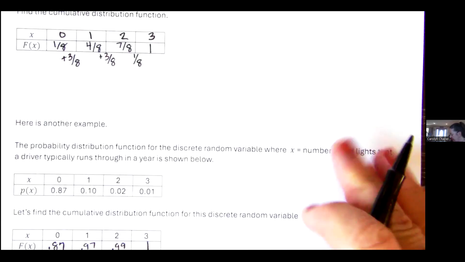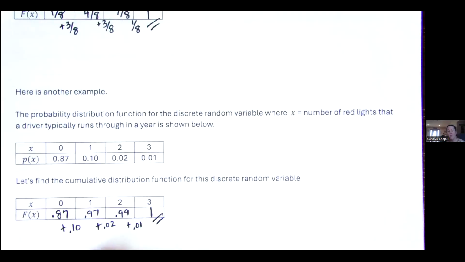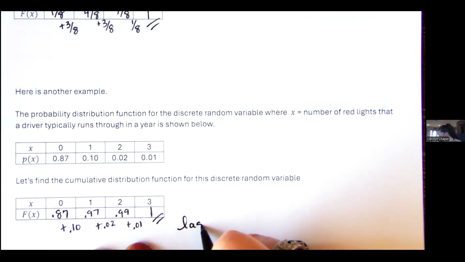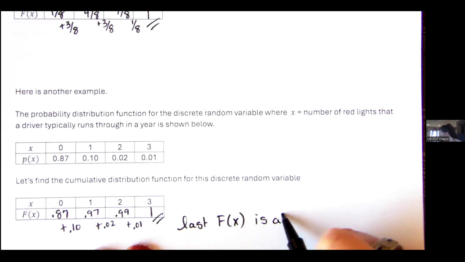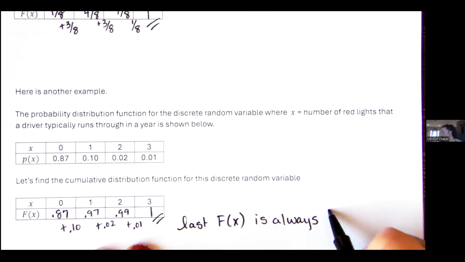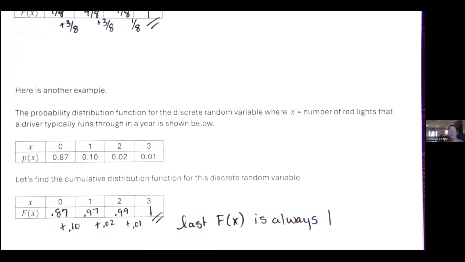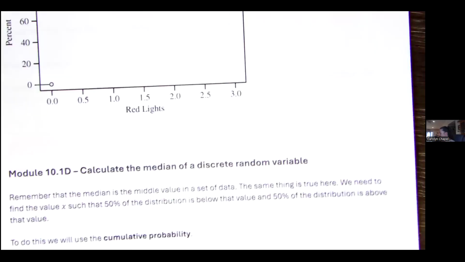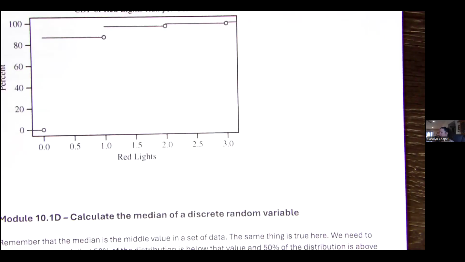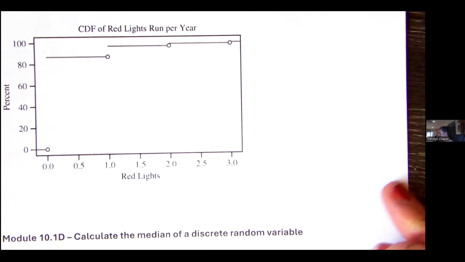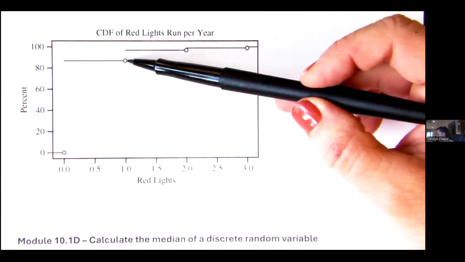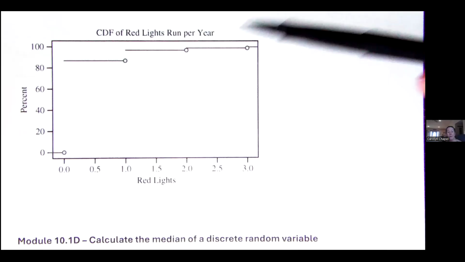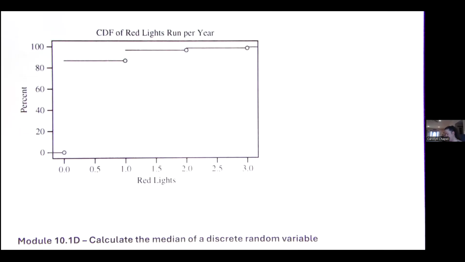Notice the last spot in all of those is always a 1, because you are adding up your probabilities. And if you remember, when you add all of our probabilities up, you should get the number 1. Just for fun, I did draw this graph again. So you see here's the 0.87. Then right when we hit the 1, it jumped up, and then it jumped up, and it jumped up.